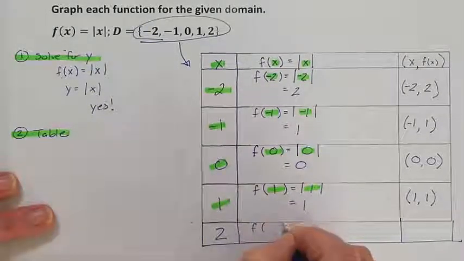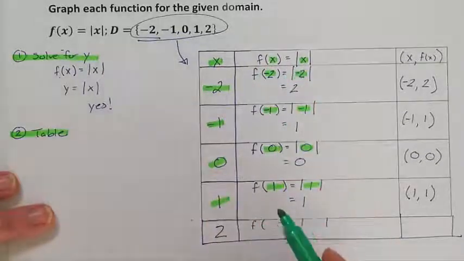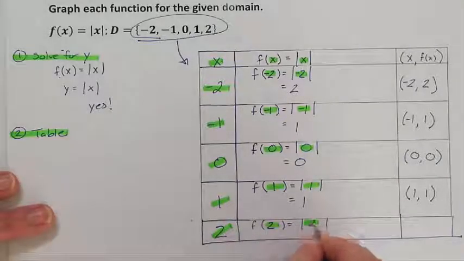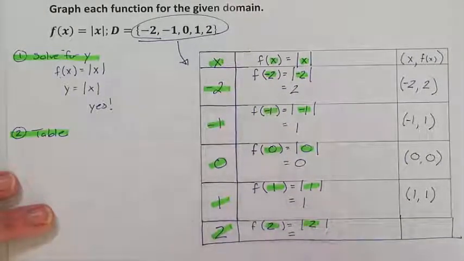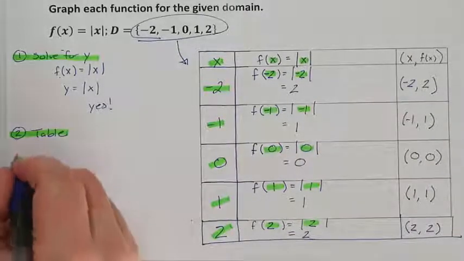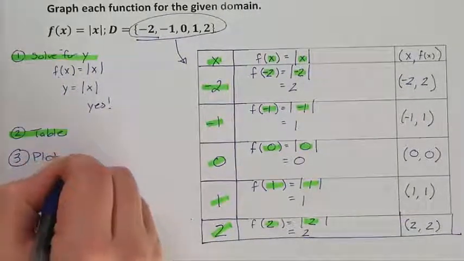Last one, these empties were the highlighted numbers that got changed each and every time. This time, 2 is the number that we need to put into those empty highlights. What is the absolute value of 2? That is 2. So we have the coordinate point 2, 2. Now you've done your table. You need to move on to step 3. And step 3 is to plot the points.